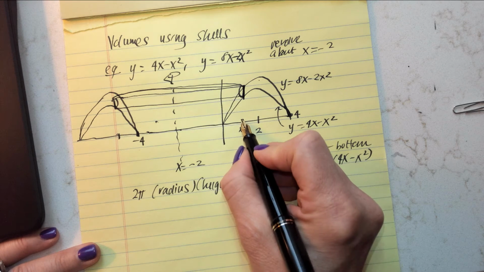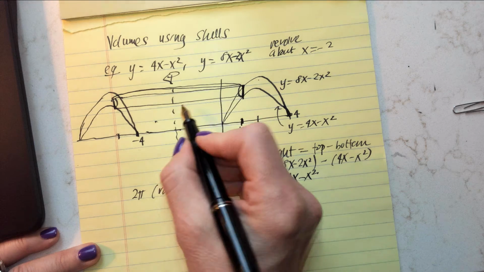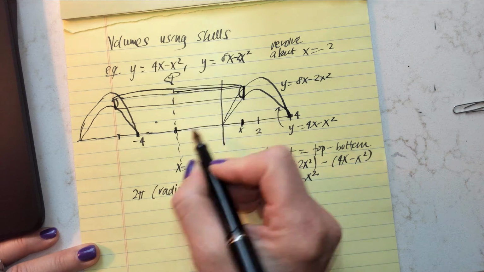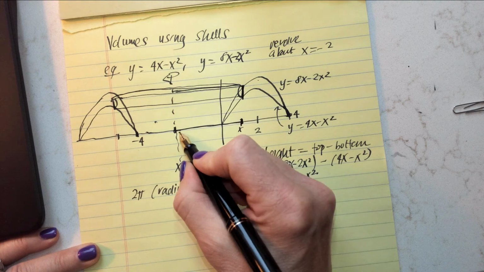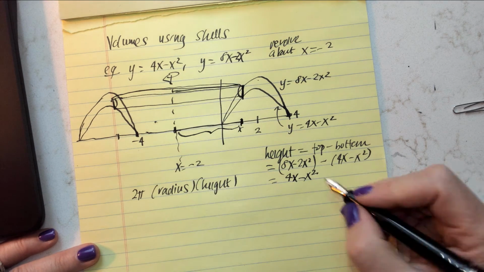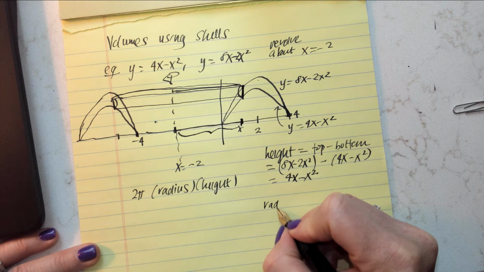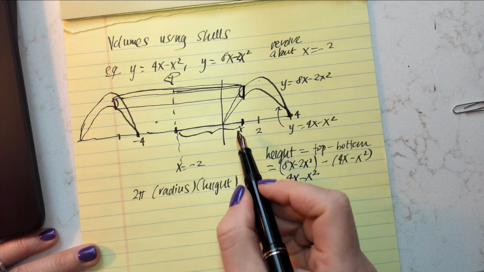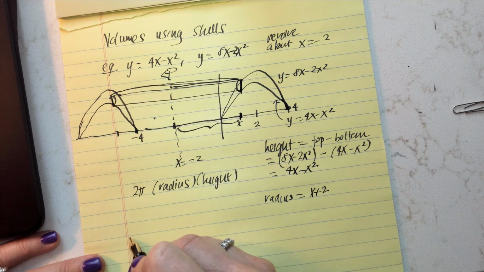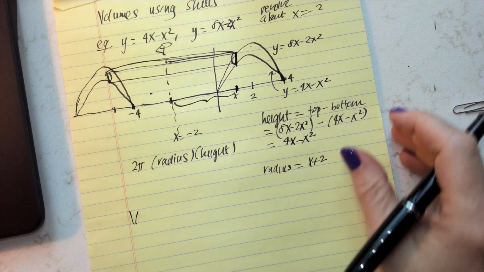What about the radius? Here's your x. The radius is just this distance there, or this distance here. And what's that distance? That distance is simply x plus 2. You can think of it as x minus a minus 2, or x plus 2.